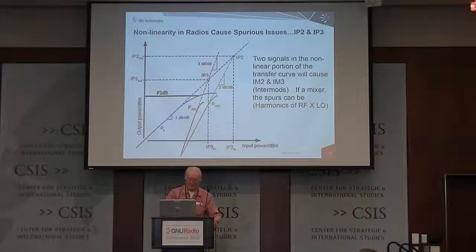So you have something called the IP3 point and an IP2 point. That's second and third order. They represent pretty much the dynamic range. And when they hit the mixer, you really use a two-tone effect, which I won't go into now. But they deal with the harmonics of the RF and harmonics of the LO.